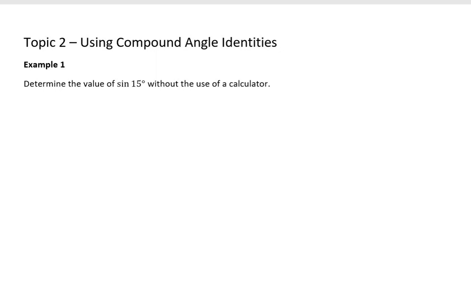So here's example 1. Example 1 says determine the value of sine 15 without the use of a calculator. Now remember, the moment we hear the words without the use of a calculator, I'm assuming I need to use special angles. And so my question to myself is, is there a way to rewrite 15 using special angles? Now normally I've had to say to myself, is there a way to rewrite 15 using an axis?